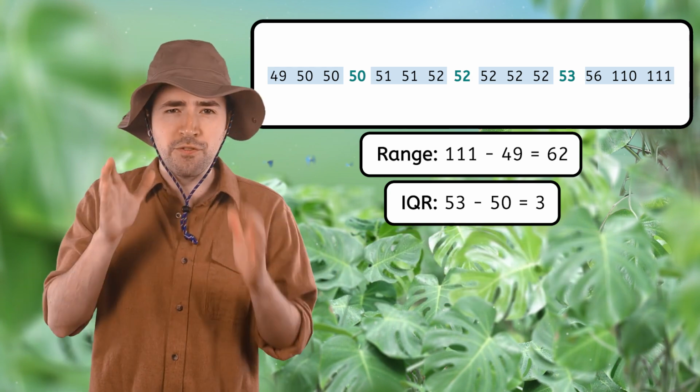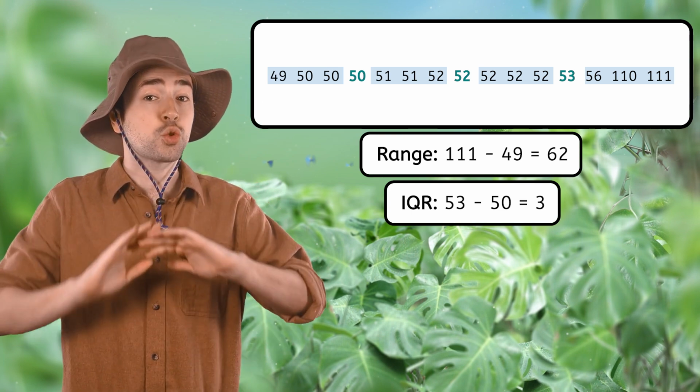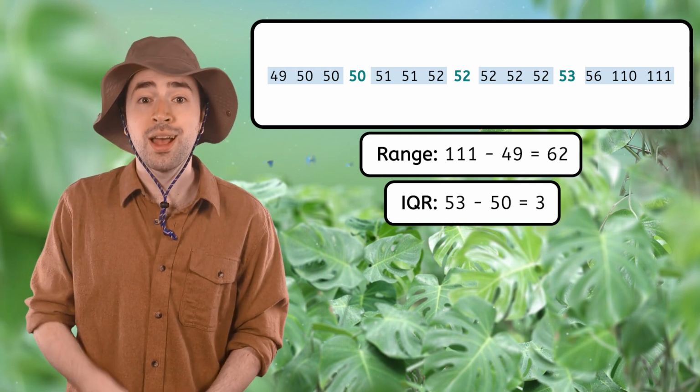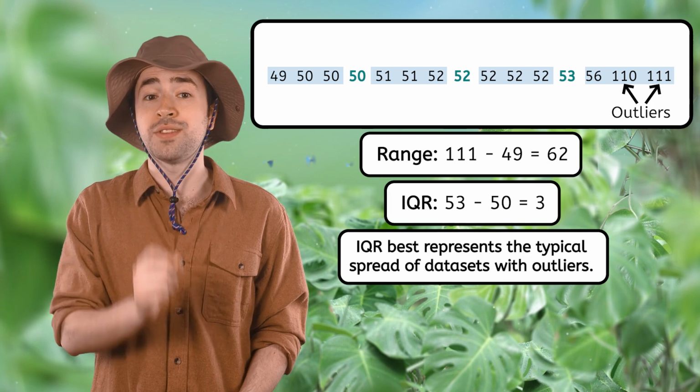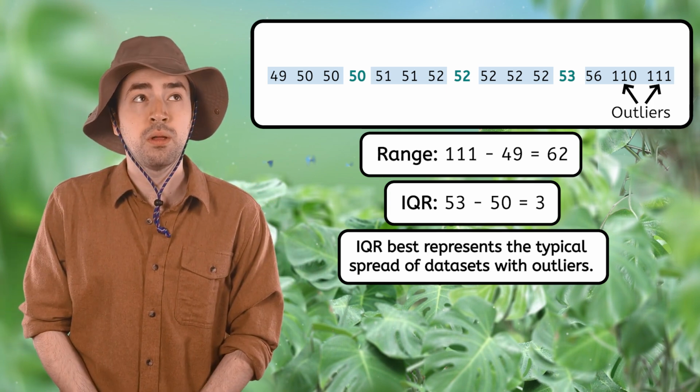Since the IQR focuses only on the middle 50% of the data, it ignores the extreme rainfall days, or outliers, like 110 and 111. That's why the IQR best represents the typical spread of data sets with outliers, like this data set of rainfall. Ooh, that's my cue to check how much rainfall there was today.